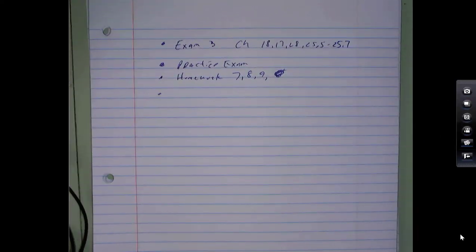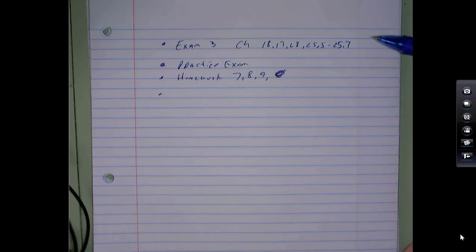Everybody, this is Dr. Bricker here with a review for Exam 3. Exam 3 will be Wednesday in class. You make your own formula sheet, 8.5 by 11, both sides. Put whatever you want on there. It just has to be handwritten, so no photocopies of the chapter or anything like that.